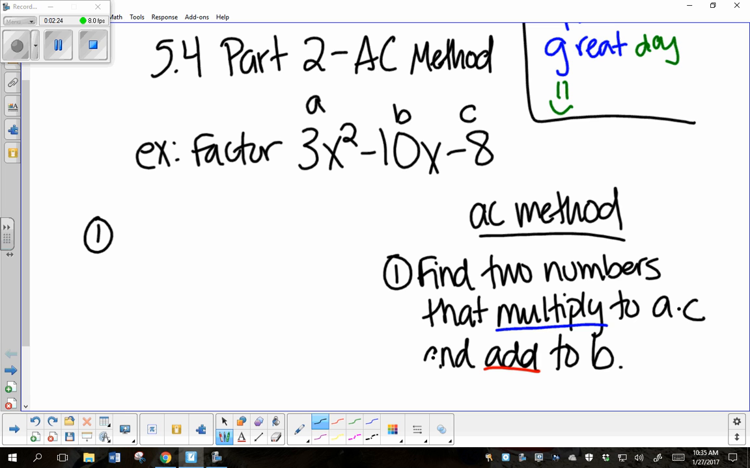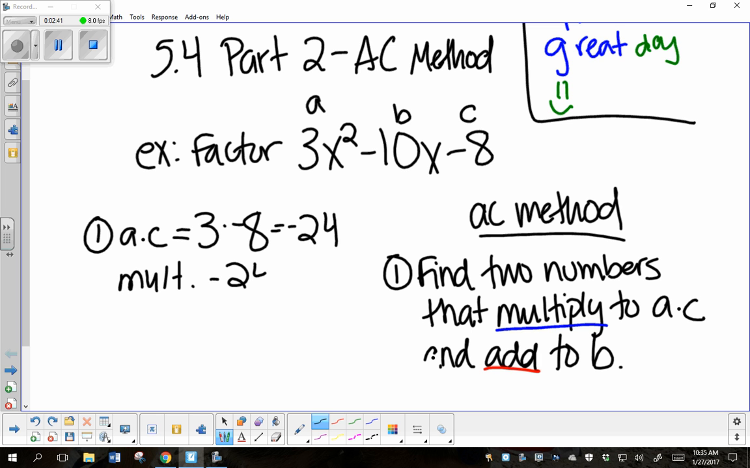So the first thing I want to do is figure out what AC is. A times C. Well, my A is 3 and my C is negative 8. So I'm just multiplying A times C, and that's going to get us negative 24. So I'm looking for two numbers that multiply to negative 24, that's AC, and they have to add to my B value, which is negative 10.